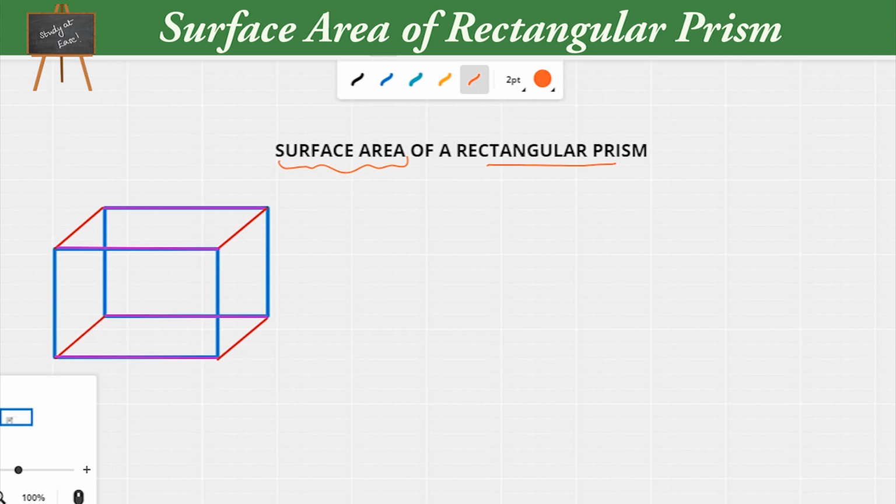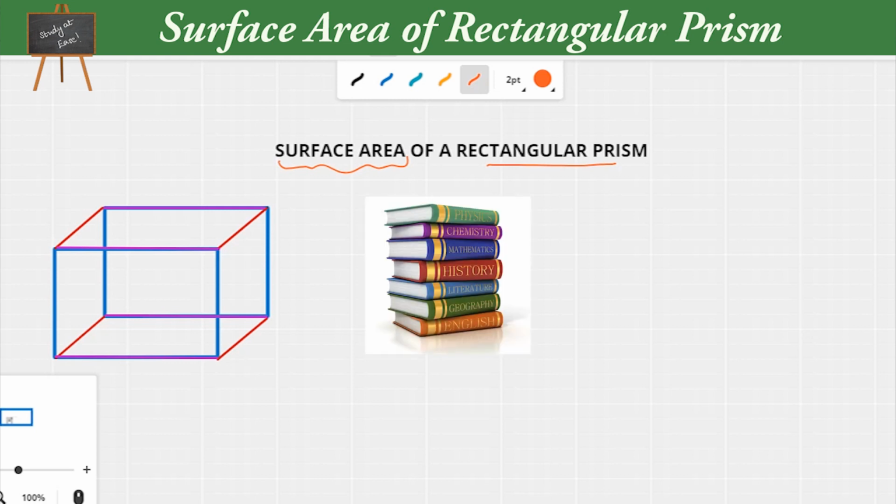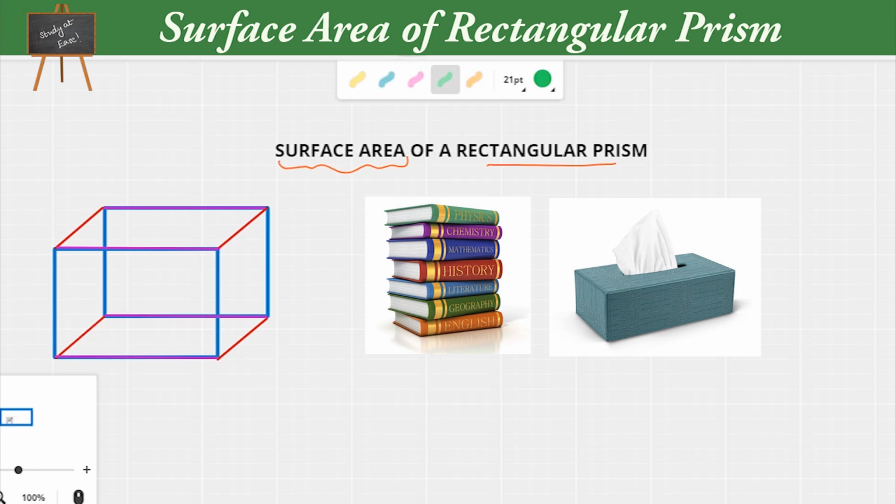Some common examples to tell you: the textbook that you study from is a rectangular prism, it's a cuboidal shape. Then the tissue box that you see at home, etc. So there are so many things that look like a rectangular prism.